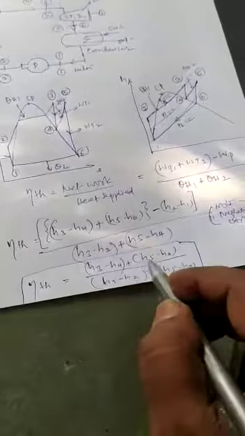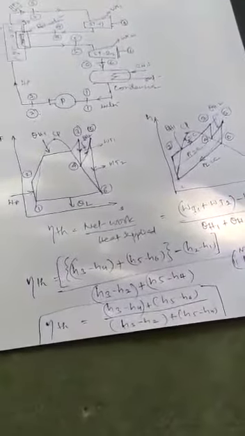So all the enthalpy values from H1 to H6 we have to collect from the Mollier chart. So I will introduce the Mollier chart later on.